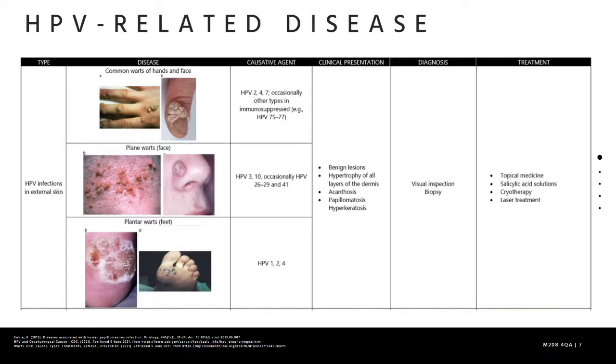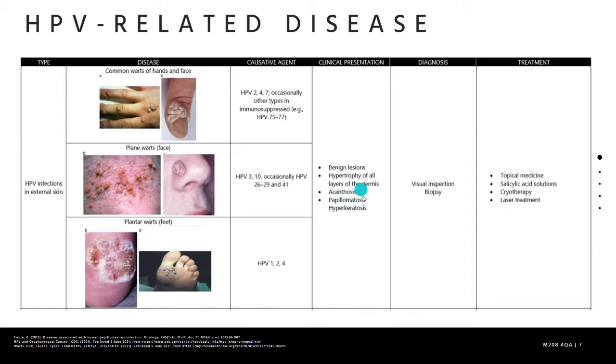There are several types of HPV infections in the skin, and the wart types vary depending on the affected body part. So there are common warts of the hands and face, plain warts located on the face, and then plantar warts located on the feet. And they have different causal organisms. They can present as benign lesions with hypertrophy of all layers of the dermis, meaning there's enlargement of tissue because of the increase in the size of the cells.